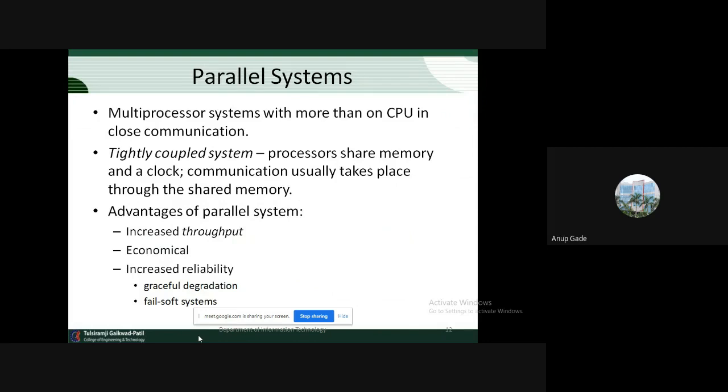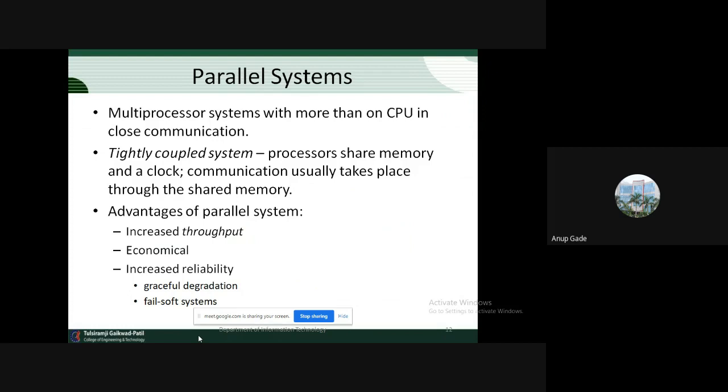Okay, the next system is the parallel system. A parallel system is a multiprocessor system with, of course, more than one CPU in close communication. Whenever I say close communication, it means they are sharing things with each other via shared memory or via buses. These are tightly coupled systems. Processors share a memory and a clock. A very important thing is that they share a clock, because normally systems may share a memory, but sharing a clock is not a common thing.